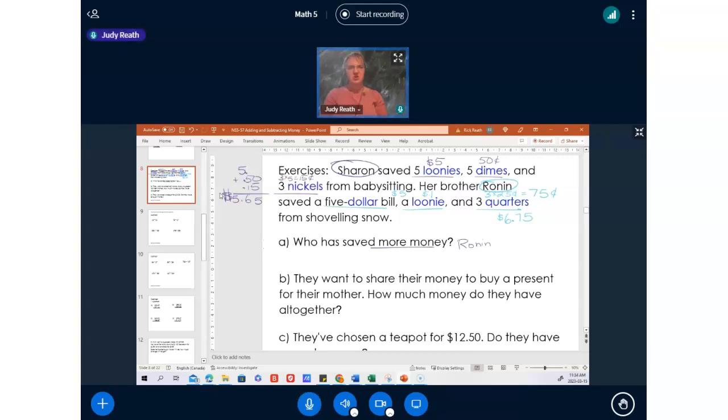They want to share their money to buy a present for their mother. How much money do they have all together? If we want to know all together, we want to add them together. Both of them are added together, right? That's what all together means. So 5 and 65 cents. 6 and 75 cents. Adding them, what do we get?